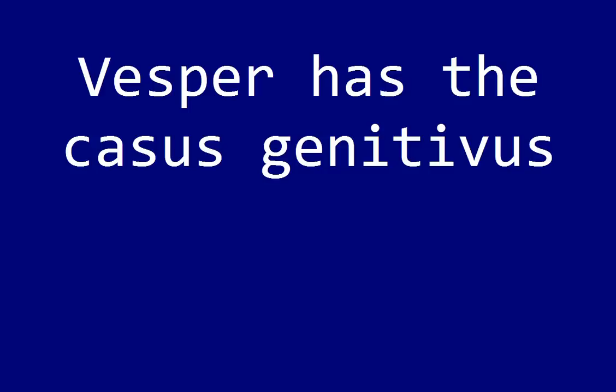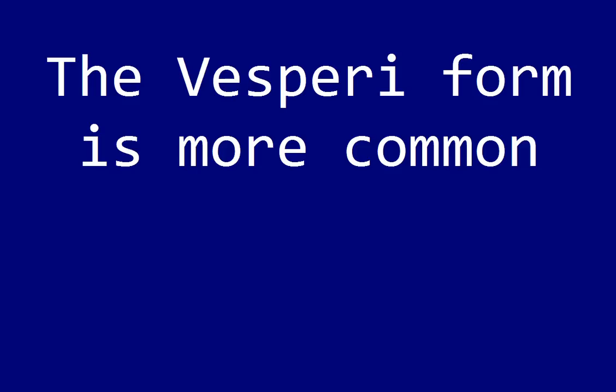Vesper has the casus genitivus of either vesperis or vesperi. So vesperis, this genitive tells us that it's in one category, and vesperi tells us it's in a completely different category. So this noun occurs in two different categories at the same time. In other words, there are two different versions of it. The vesperi form is more common in classical prose than the second form, vesperis.